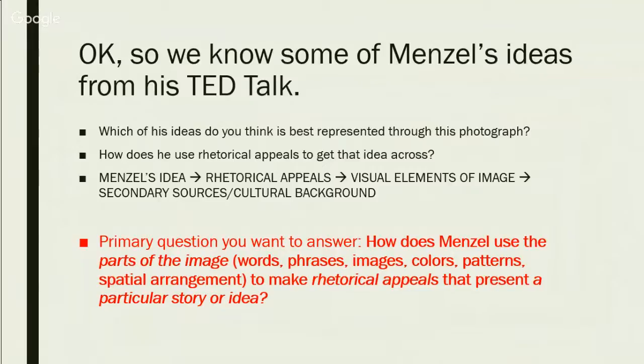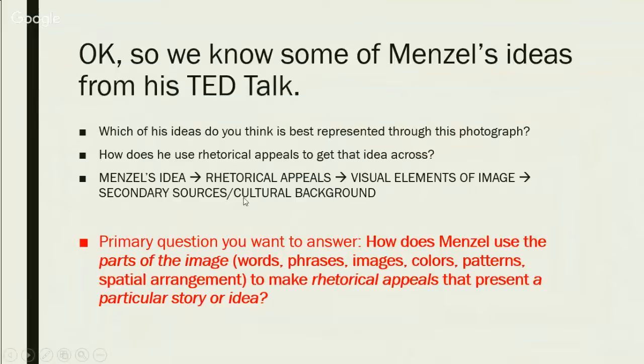The rhetorical appeals are how he gets it across, but the rhetorical appeals are made using specific visual elements of the image, and different specific visual elements are going to be used to make these broader rhetorical appeals. And then you've got your secondary sources of cultural background that back up how those rhetorical appeals are being made.